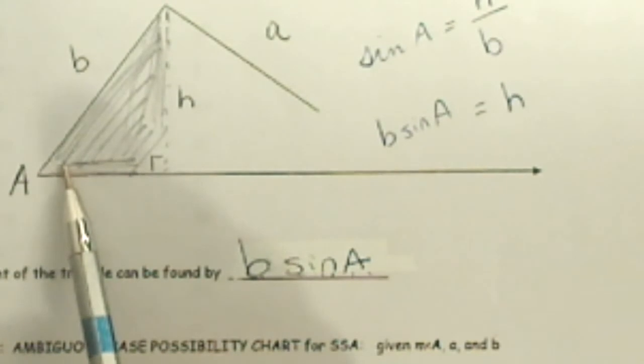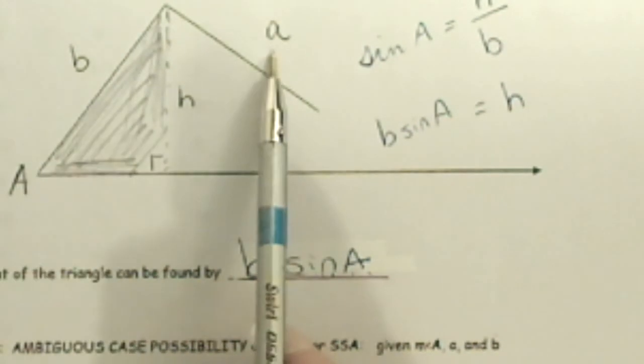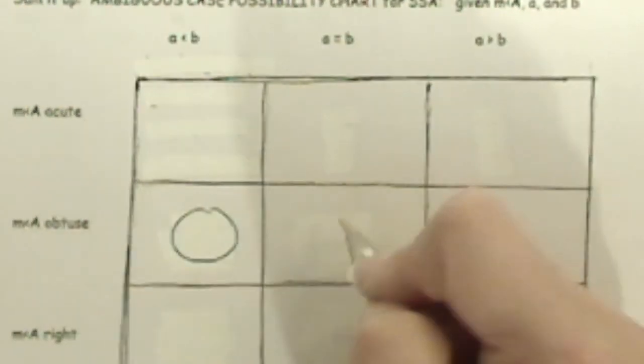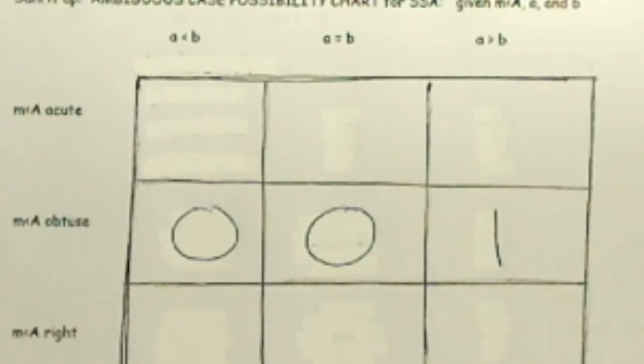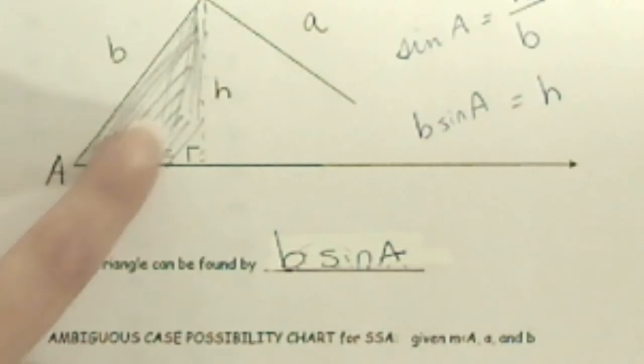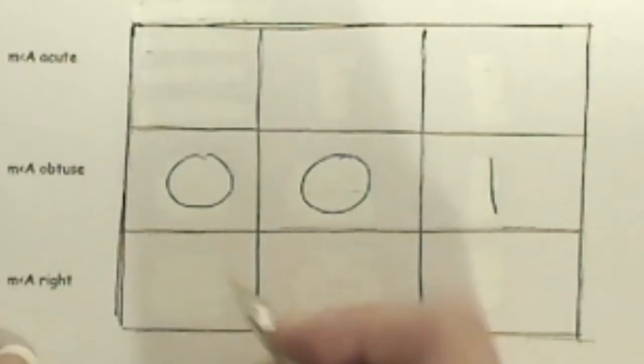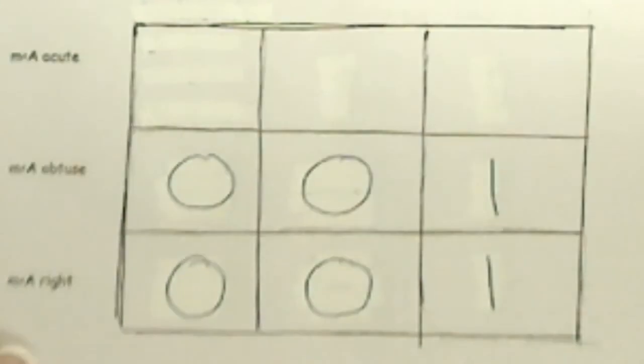So if angle A is obtuse, the only way we can create a triangle is if A is bigger than B. So for the obtuse situation, A cannot be smaller. It cannot be equal. It has to be larger. The opposite side from angle A must be the largest side of the triangle. This is the same situation if angle A is a right angle. Then the opposite side would be the hypotenuse and therefore would have to be the longest side of the triangle. So for that same reason, we have 0, 0, and 1 down here.